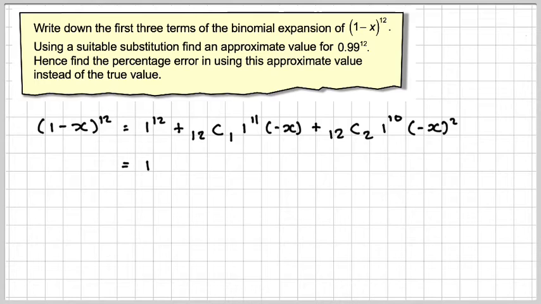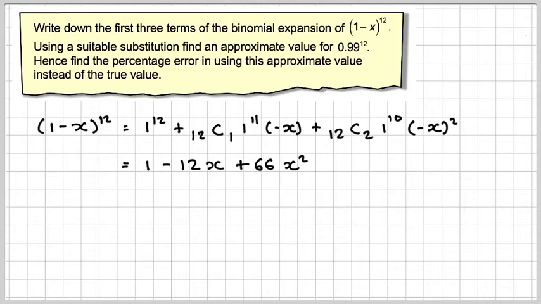So that will be 1. 12c1 is 12, but this will be minus x, so this will become minus 12x. And then 12c2 is 66, but minus x squared is positive, so we've got plus 66x squared.